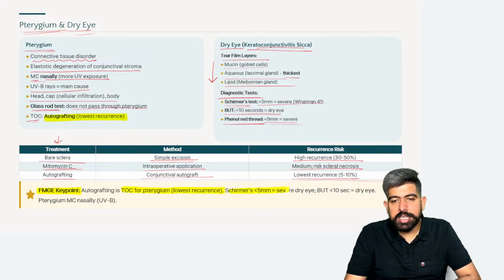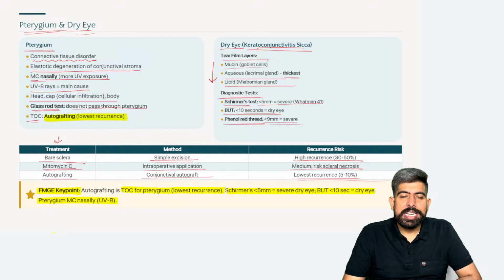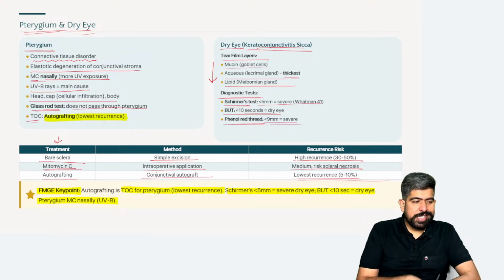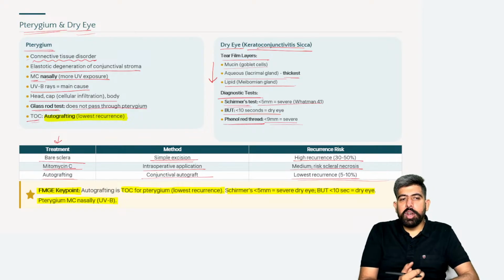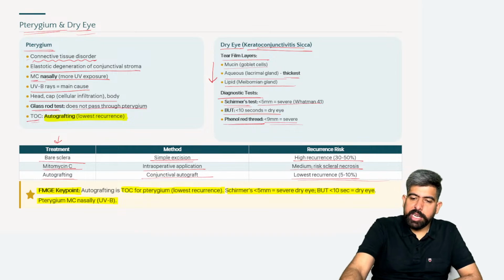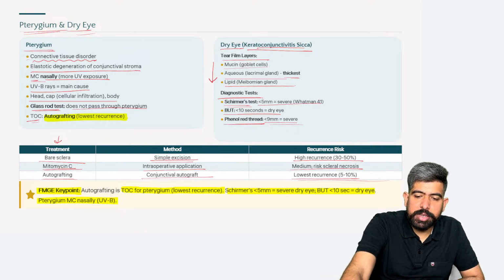The Schirmer's is less than 5, but more than 10 seconds for dry eye. And please remember, pterygium is most commonly nasal, caused by UVB rays, right? UVB rays. So this is about your conjunctiva, conjunctivitis, pterygium and dry eye, phlyctenular conjunctivitis, pterygium and dry eye.